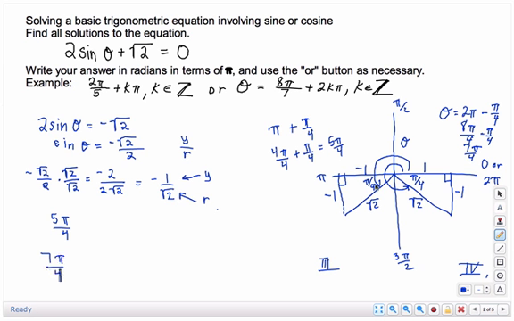Now, that's if we just do one rotation, but this is basically asking us to give all possible answers. So what this is saying here, this means k is an element of the integers. This little symbol Z represents integers. Integers are the numbers -3, -2, -1, 0, 1, 2, 3. So positive and negative, basically whole numbers. That's what this symbol represents, integers.